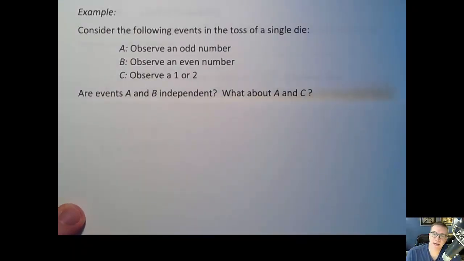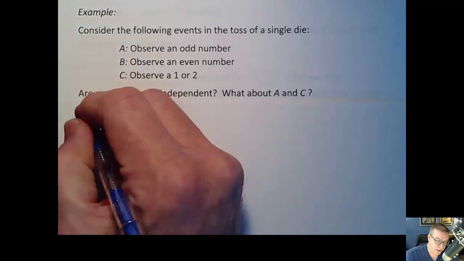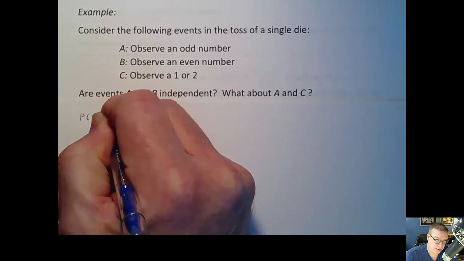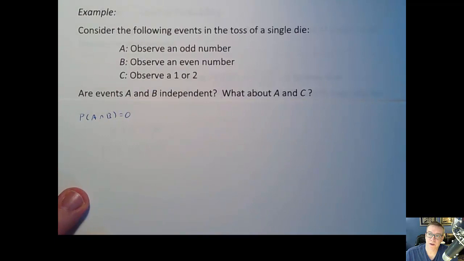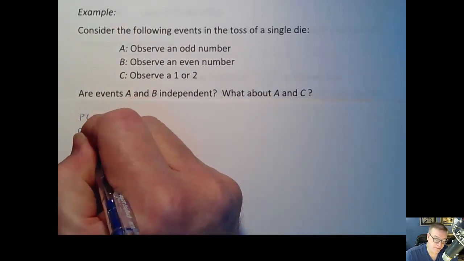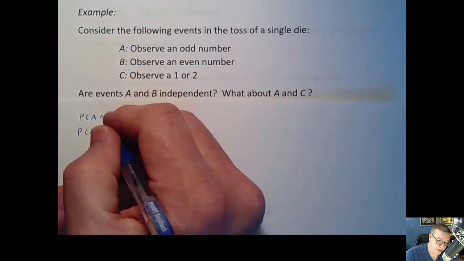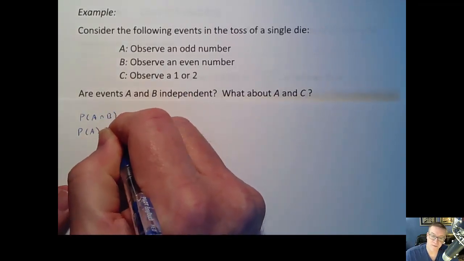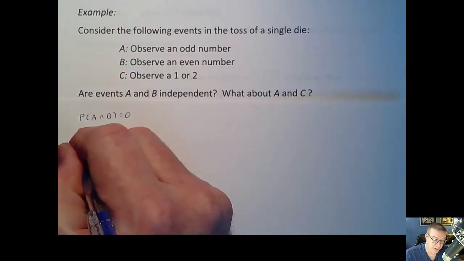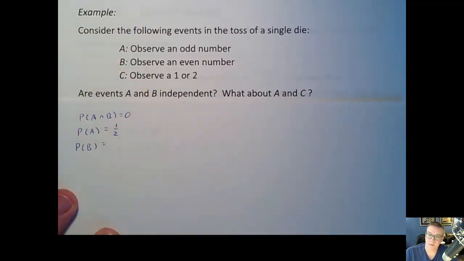Okay, so let's think about A and B. A is the event that we observe an odd number, and B is the event that we observe an even number. Now, A and B can't both happen in the toss of a single die, so we know that the probability of A intersect B is 0. Now, the probability of A, getting an odd number, there are 3 odd numbers, 1, 3, and 5, out of the toss of a single 6-sided die. That probability would be 3 out of 6, which is 1/2. And that's the same thing as the probability of B. There are 3 even numbers out of 6, and so that's also 1/2.